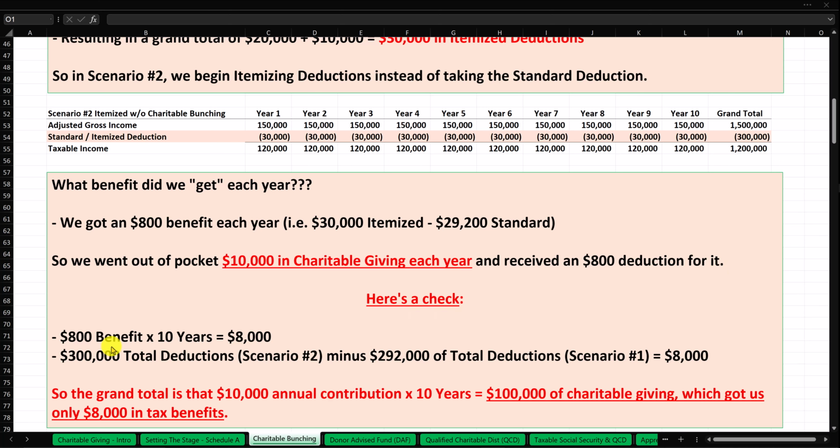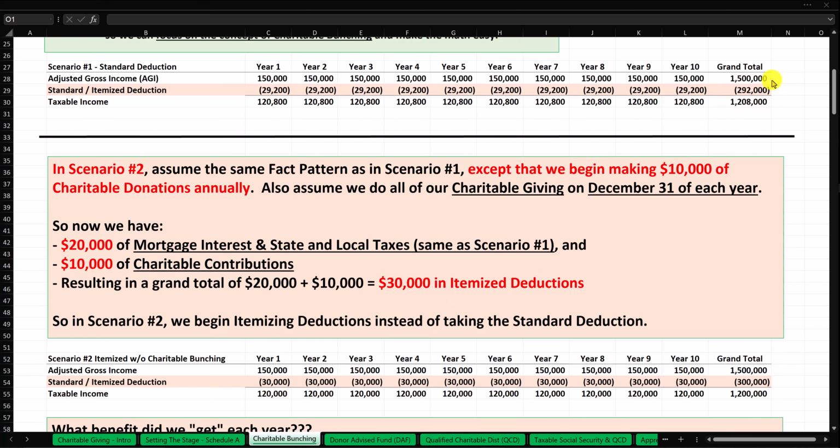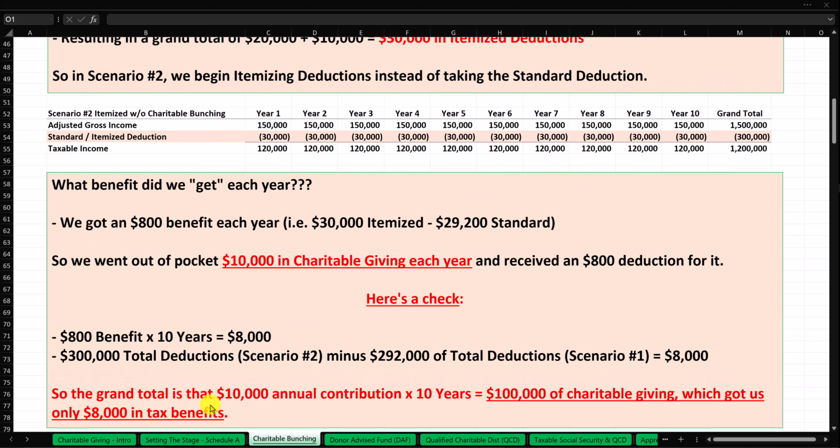We have an $800 benefit for 10 years is $8,000 total benefit. We can also double check that the same way by saying $300,000 of total deductions in scenario 2. Here's the $300,000 right here, minus $292,000 of total deductions in scenario 1 equals $8,000. And here was the $292,000 of deductions over the 10-year period in scenario 1 right here. So the grand total is that $10,000 of annual contributions times 10 years is $100,000 of charitable giving, which got us only $8,000 in tax benefits over that time period.